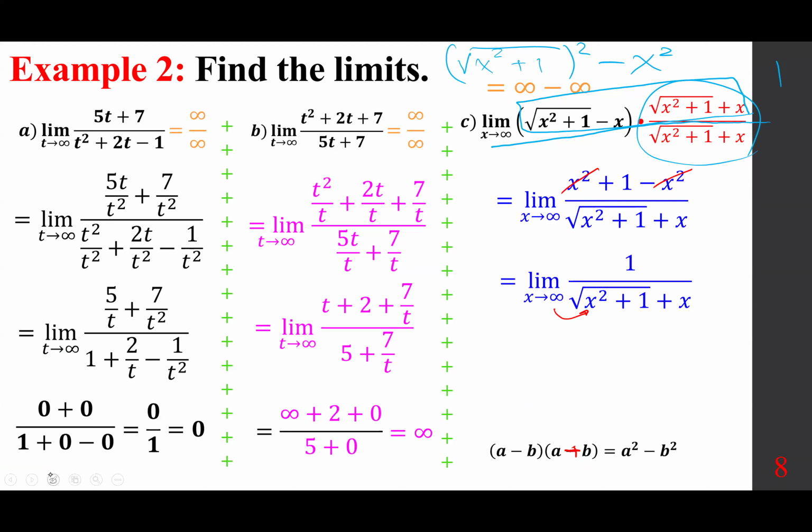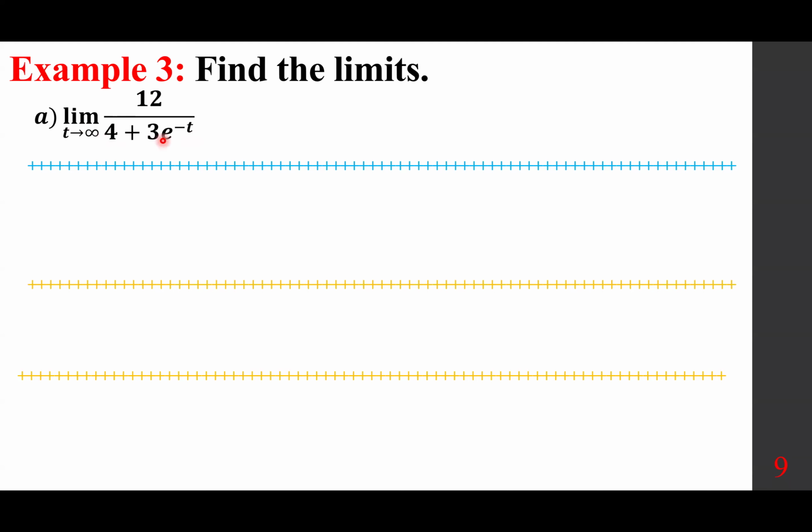We want to find these limits. The limit of 12 over 4 plus 3 e to the power minus t when t approaches infinity. You plug in, and e to the power of minus infinity is 0, because I'm reminding you, a to the power of minus m is 1 over a to the power of m. So e to the power minus t is 1 over e to the power of t. So 1 over e to the power of infinity means 1 over infinity, which means 0. 12 over 4 is 3.